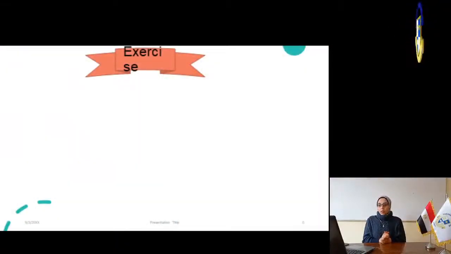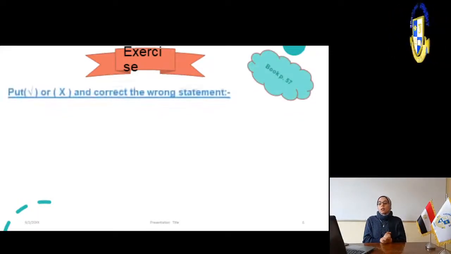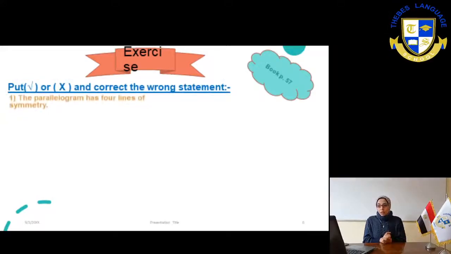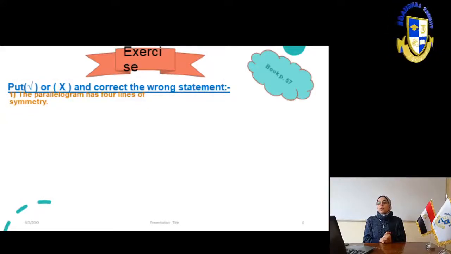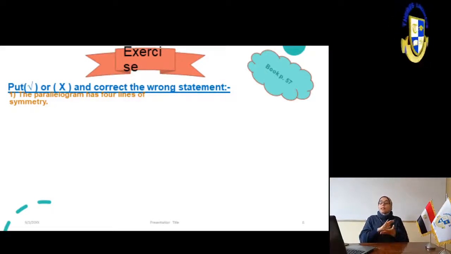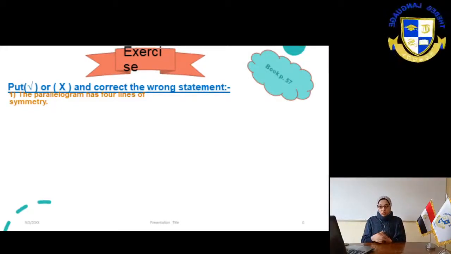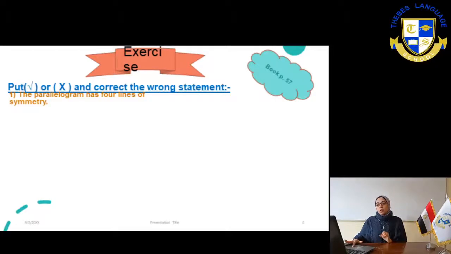Now we have an exercise from your book, page 57. Just put right or wrong and correct the wrong statement. The first statement: the parallelogram has four lines of symmetry. Wrong, of course. A parallelogram has no axis of symmetry, zero axes of symmetry. This is the correction.